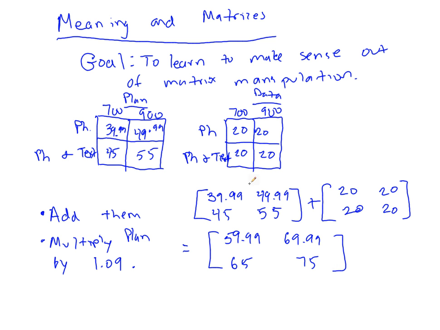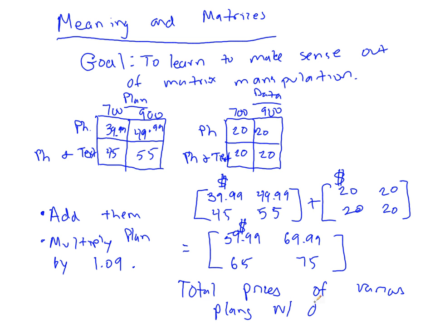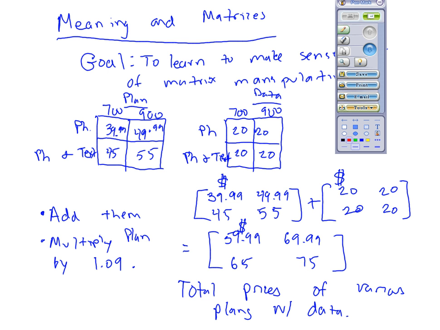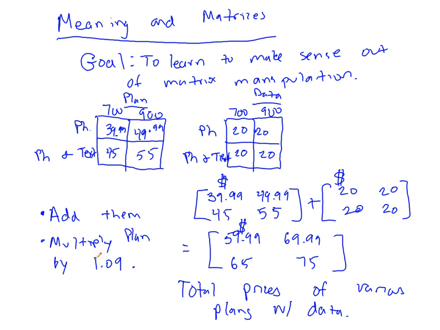Well, what did I just do? Even though I added many values together, I took dollar amounts and I added dollar amounts to them. So if I take dollars and I add dollars, what do I get? Well, I still get dollars. But in this case, if we add, we total things. So these are the total prices of various plans with data. So if Verizon were to publish a table that includes the full price, this might be what they'd show us. Okay. So now we want to multiply a plan by 1.09.